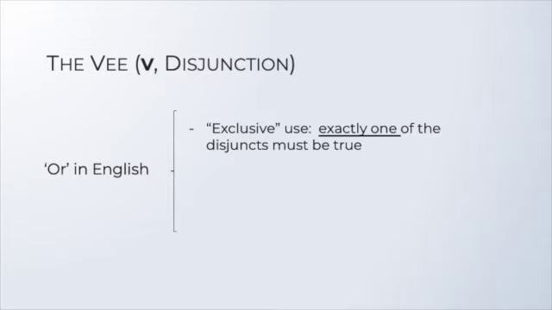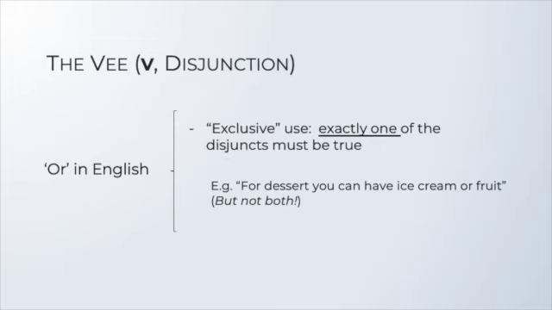For instance, if they tell you at a school cafeteria that for dessert you can have ice cream or fruit, what they're telling you is that you can have only one of them, so that if you have both, you wouldn't be complying with the instruction. This is an example of the exclusive use.